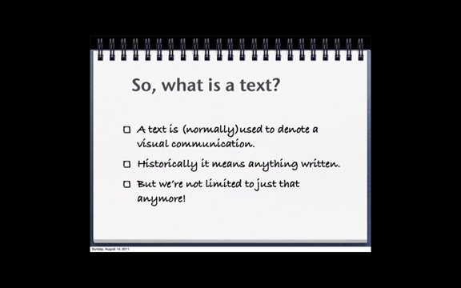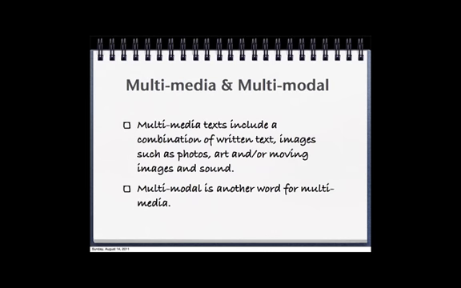A text is normally used to denote visual communication. Historically, it has meant anything that is written, but as we've moved into this technological age, this multimodal age, we're not really just limited to that anymore. Texts now encompass so much more than just that written word. When we went from an oral culture to a written culture, and now we're moving back again towards this visual culture, our texts include all of these elements.